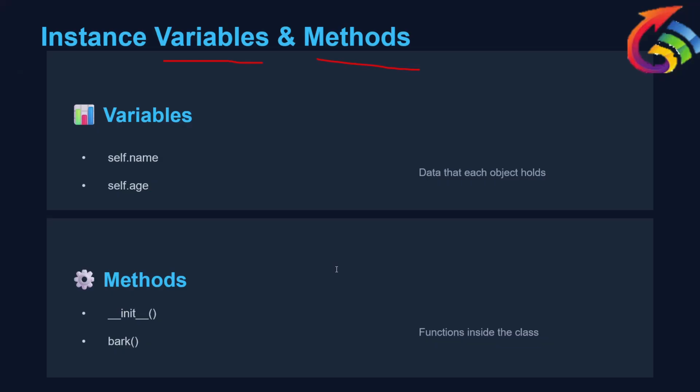So to summarize, instance variables are data that the object knows about itself, and methods are actions that the object can perform, and together they make a complete object.